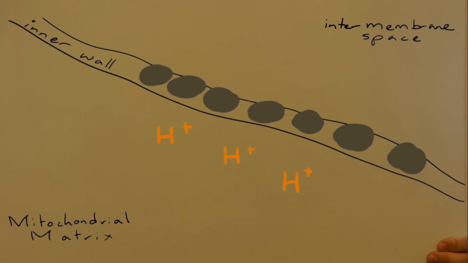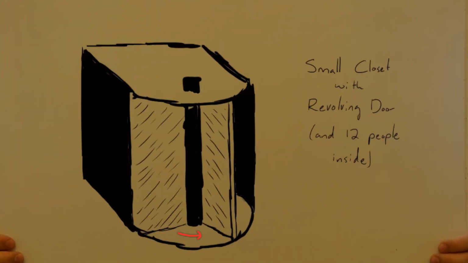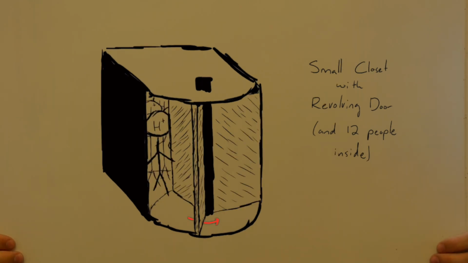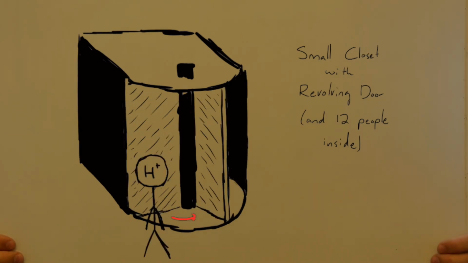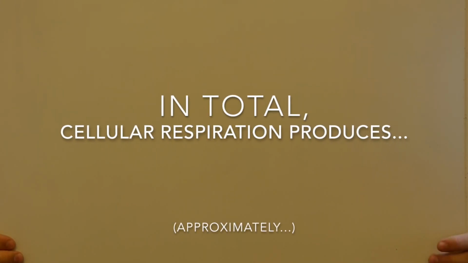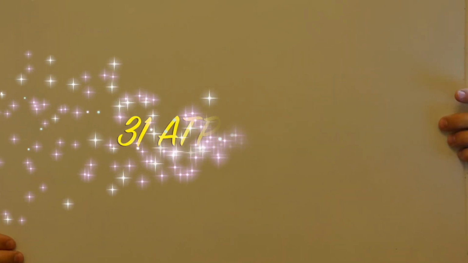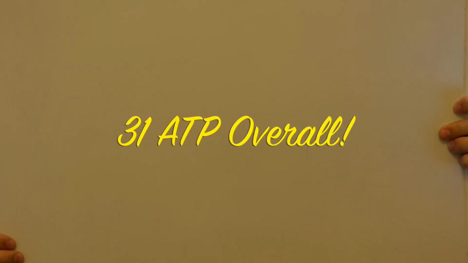As the electrons cascade downward, they push hydrogen ions into the intermembrane space, making the hydrogen ions accumulate in the small volume. As an example, picture a tiny closet with a revolving door. If you put 12 people in the closet, they are not going to be happy and will push through the revolving door to leave. Well, the hydrogen ions push through a revolving protein called ATP synthase, which produces ATP as it spins around. This proton motive force drives ATP production, and it creates approximately 28 ATP molecules per glucose molecule.